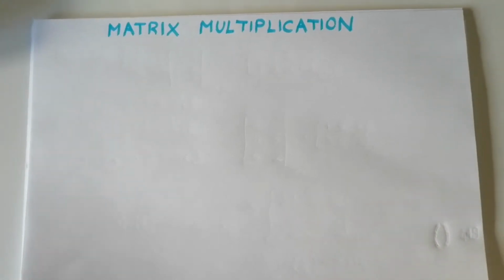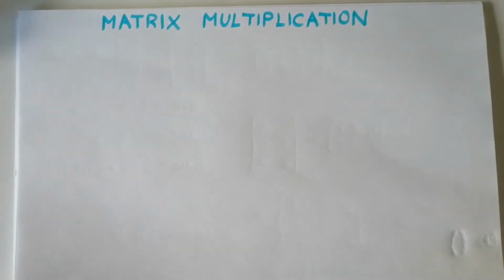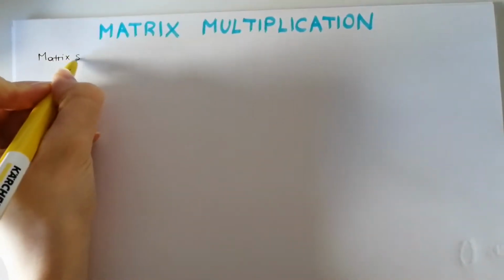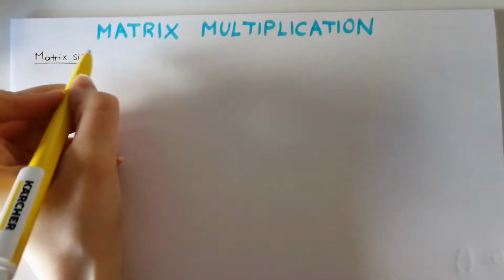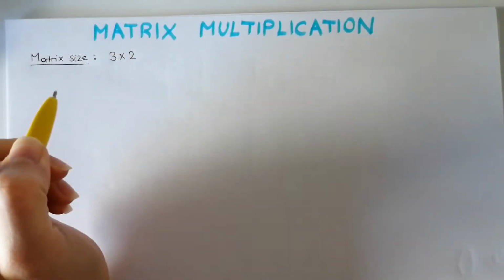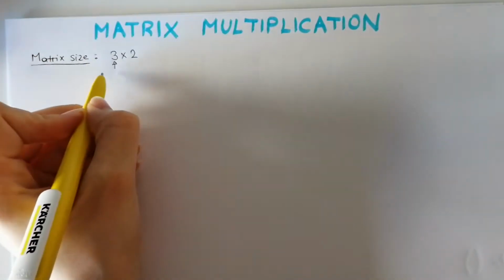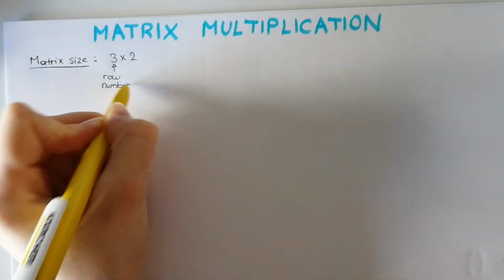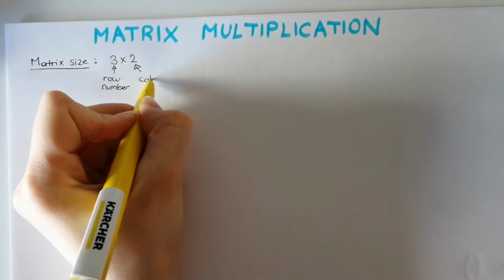Guys, in this video I will be showing you matrix multiplication. So I want to begin with matrix size. We show matrix size as, for example, 3 by 2. The first number represents the row number of a matrix, and the second number represents column number.